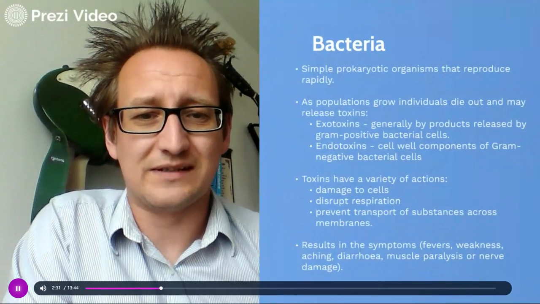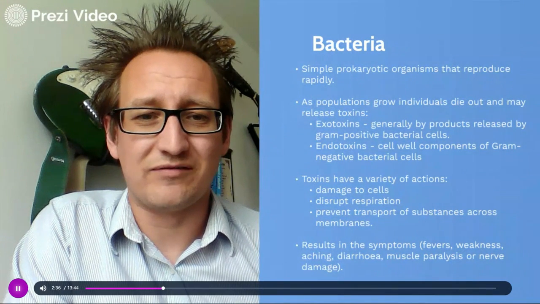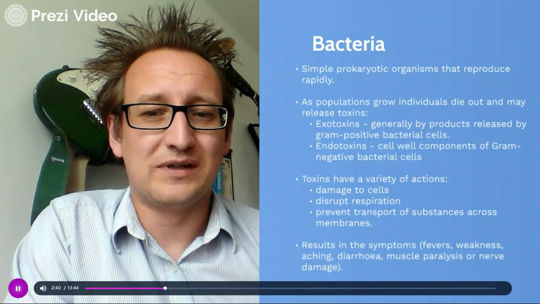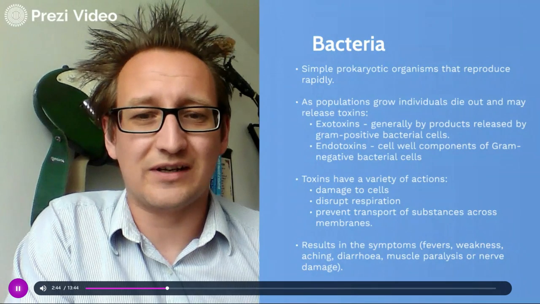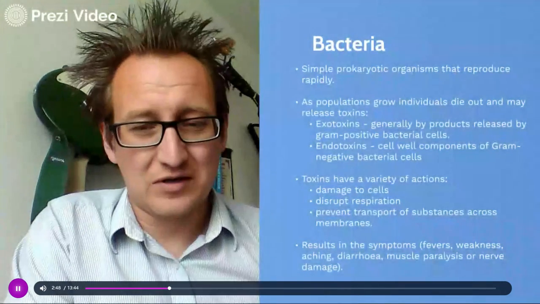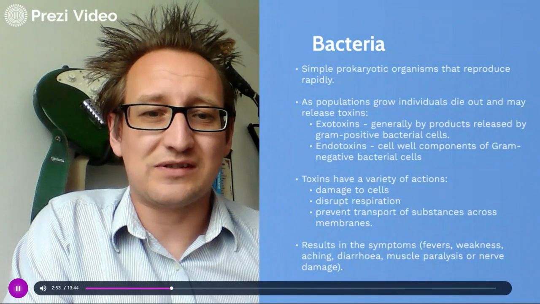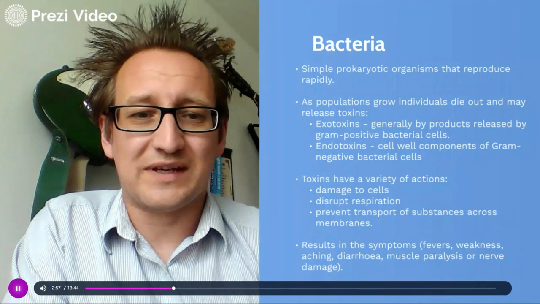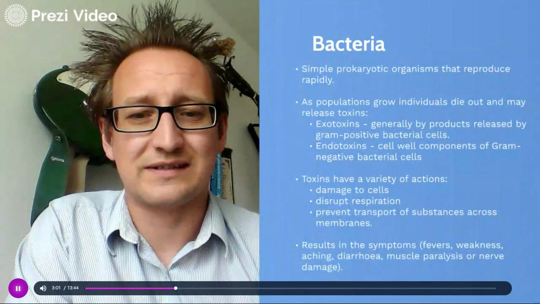Now, bacteria, these are simple prokaryotic organisms in that they don't have a nucleus, and because they're simple, they're able to reproduce really rapidly. There are some strains of E. coli that can reproduce every 20 minutes, and that means that they can proliferate extremely quickly. Now, as populations of individual bacteria grow inside a host, some of those individuals may begin to die out. Now, as they die out, sometimes they can release toxins.